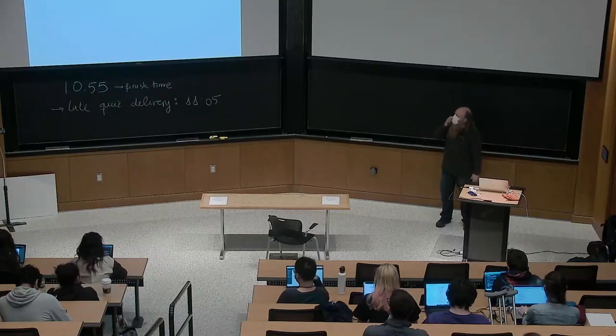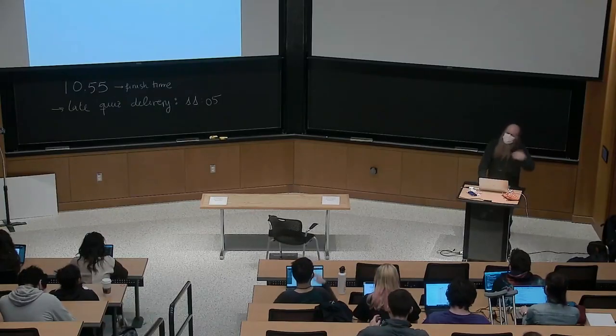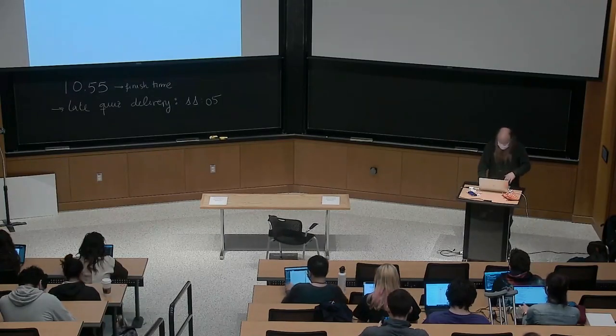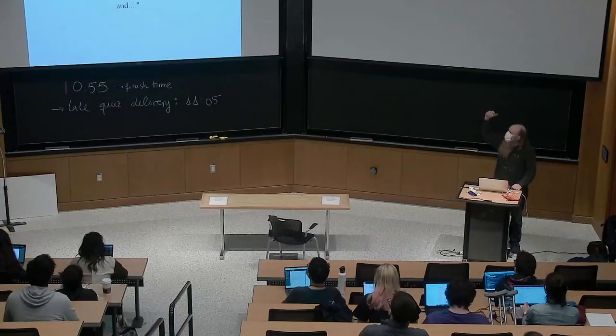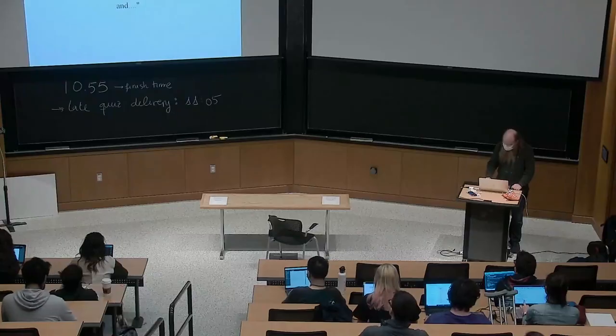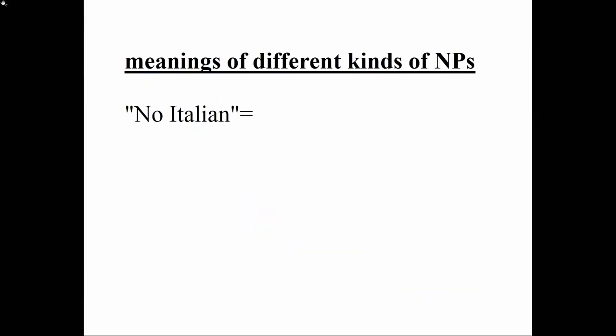So similarly, if you say every Italian is an avid hang glider, what we'll mean is it's kind of like the 24900 TAs are avid hang gliders. Everyone in this list is also in this list. Everyone in this set is also in this set. That's what that means. So every Italian will have a list of Italians. That's how the list could start. And you're saying everybody in that list is an avid hang glider. OK? So far, so good. How about no Italian? What set is that?